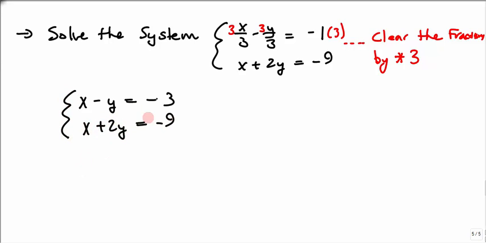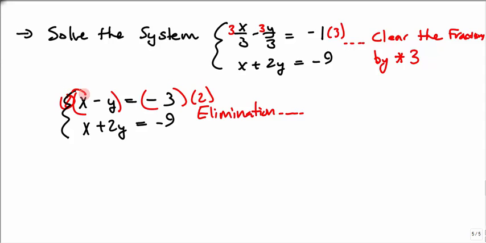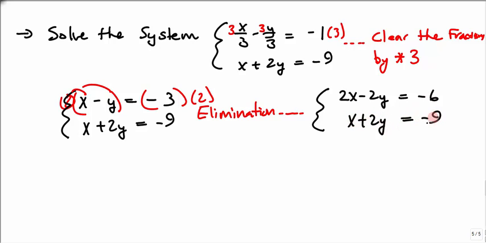So there's my system. And I think I'll use elimination here. Now, there's a lot of different ways I could do elimination. I'm going to multiply the top equation through by 2, because then I'll get my y's to cancel. I could also multiply through by a negative 1 to get my x's to cancel. It just doesn't matter. So I'm going to multiply my top equation through by 2. Now this 2 distributes, so my new system then is 2x minus 2y equals negative 6, and x plus 2y equals negative 9. The y's eliminated like we wanted.